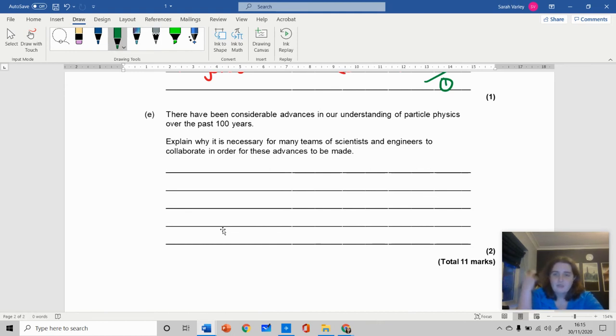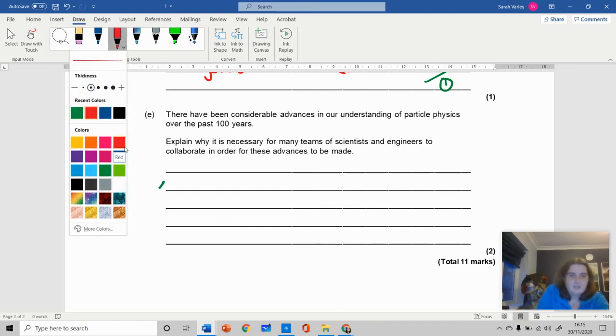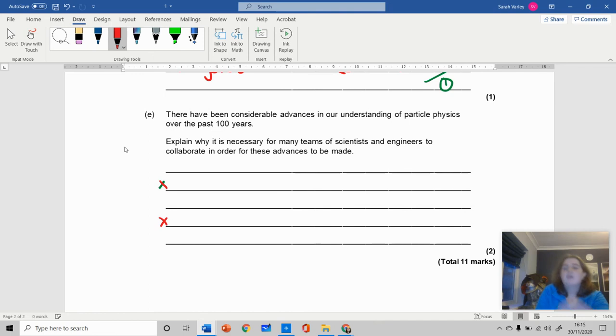So there's 2 marks, so I've got to say 2 things about the situation. Okay, so there are 2 things I need to say about the situation. 2 marks, 2 things. Explain why. So explain, describe what is the point of this. So I'm actually giving evidence why it's important for scientists and engineers to work together. There are lots of reasons for this. One of them, of course, is the obvious one.